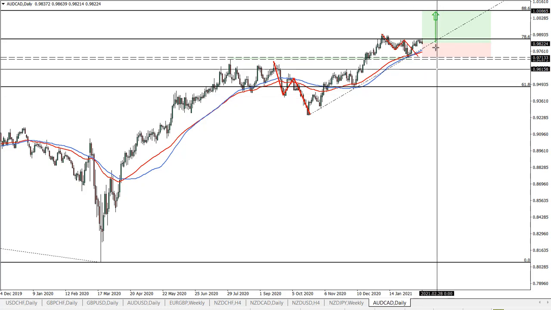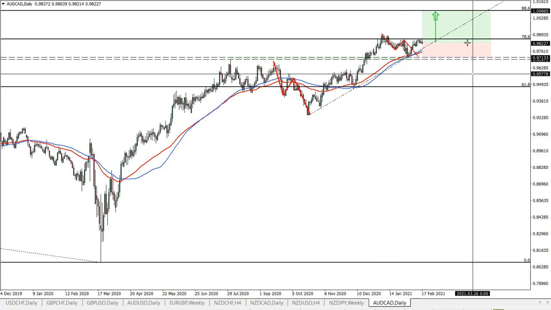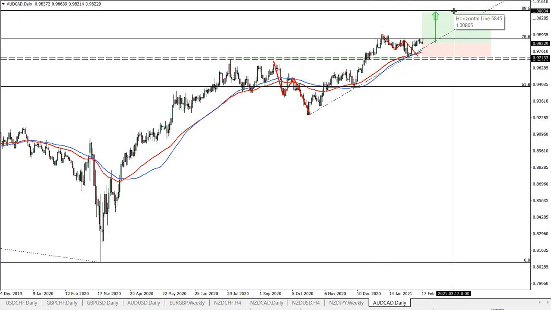So overall the move could be as much as 260 pips. This is based on the resistance that we have on this chart.